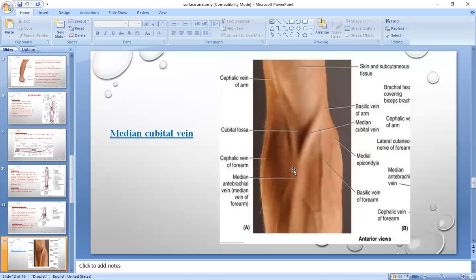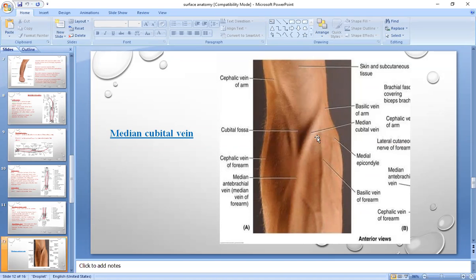So, what is the direction? The direction is upwards and medially oblique. Okay, it is an oblique communication, not horizontal. From below upwards, from the lateral to the medial side. This direction. So that's why the knowledge of the surface anatomy of the median cubital vein is very, very important. And the other superficial veins you can appreciate here.